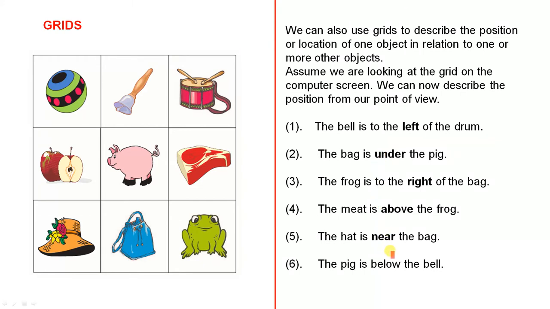So here we've got 6 examples describing the position of different objects in relation to each other, and you can go through these slowly with students and they can add their own version and give you their own opinions. But it's very important to mention these position words here that are highlighted, and that one there is below, of course. That's the important position word there.